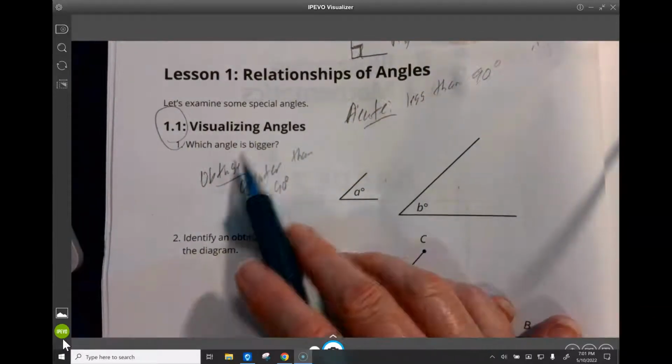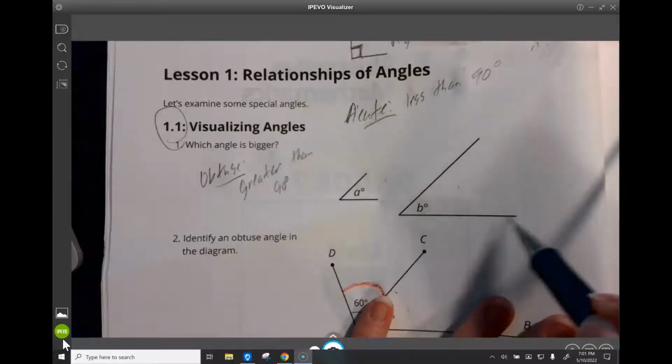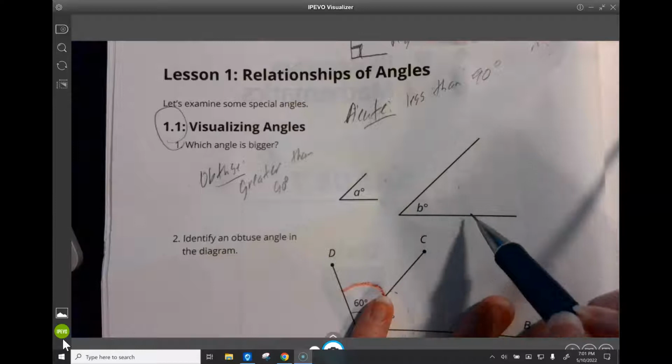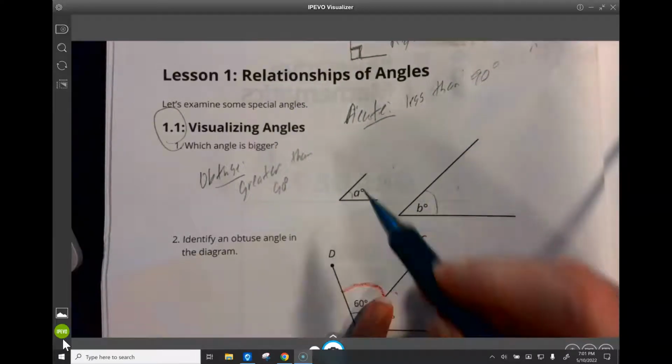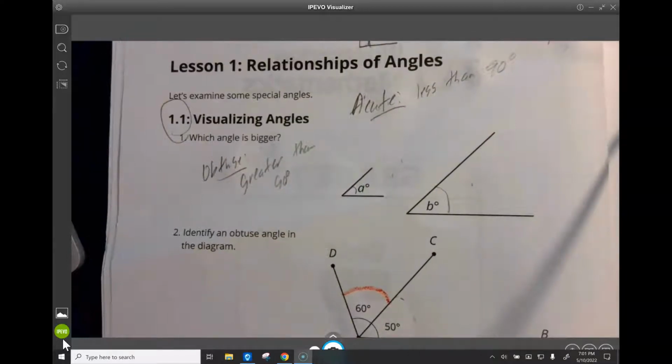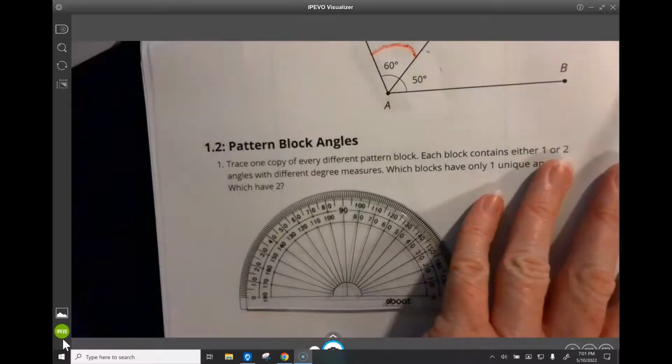So if we look at these two angles and it says which one is bigger, now they're trying to make you think that this B angle is bigger because it is longer. But the angle itself is right here. This is the angle. They might be the same. They're kind of looking that way. And I will tell you, with a protractor, let's look at the protractor too.